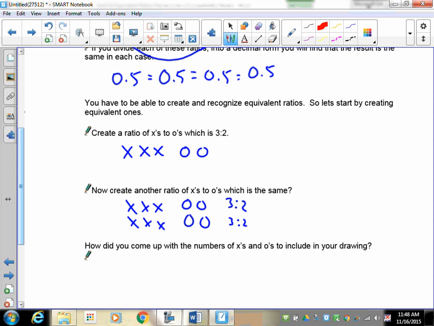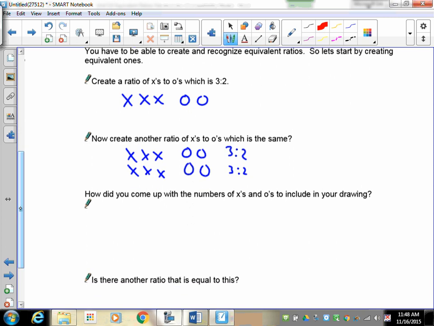So even though it is 6 to 4, when you reduce 6 to 4, you end up getting 3 to 2. So these are both equivalent. This one here and this one here are equivalent. And remember, equivalent means equal.